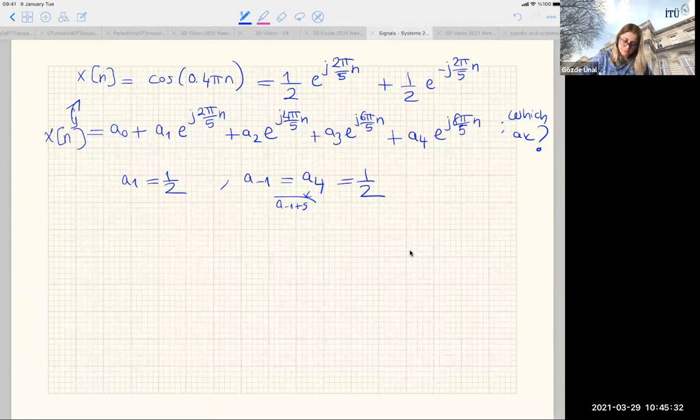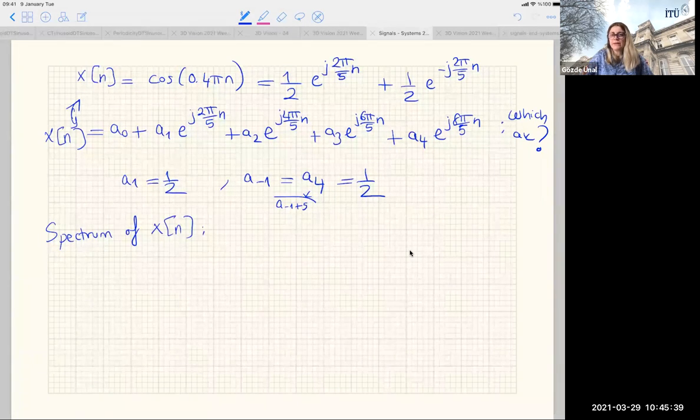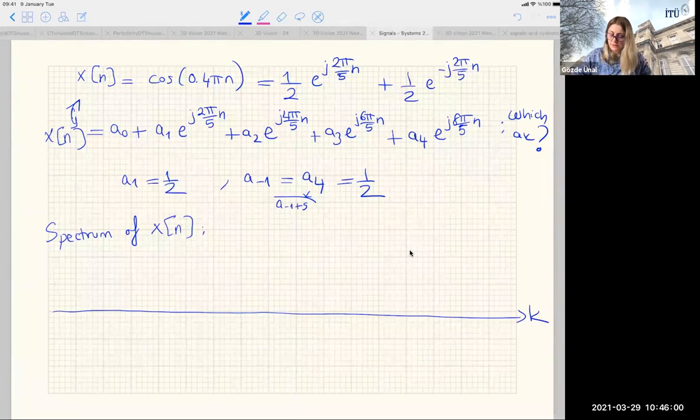Now the spectrum of x of n. Remember, why do we care about it? It's a compact way to represent the frequency content of a signal. It's not easy to see it looking at the time domain representation. That's why we learn how to move between time domain and frequency domain representations of signals. Again, k is our frequency domain variable.